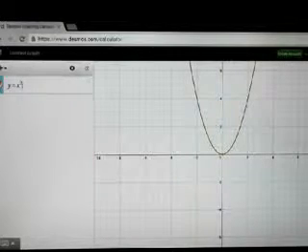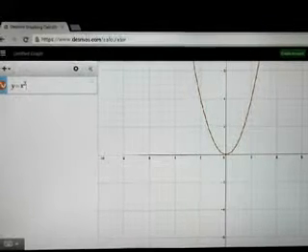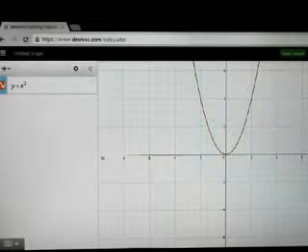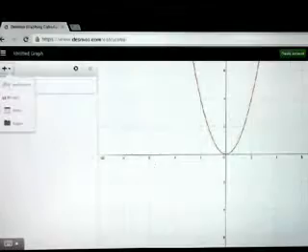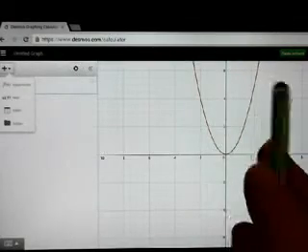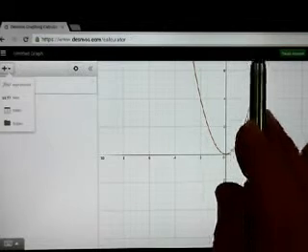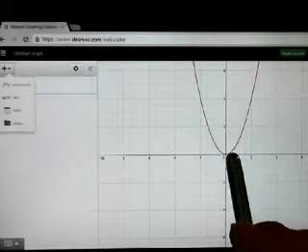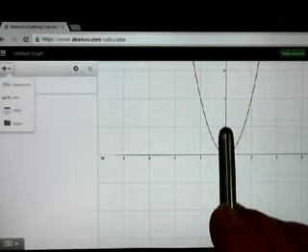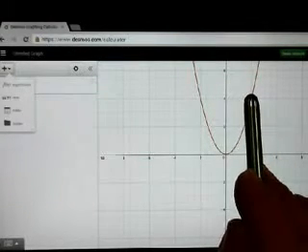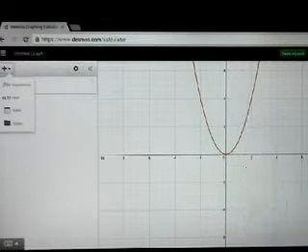Okay. So this is a parent graph. This is the simplest type of parabola that you can have. It started at 0. And it is symmetrical, which means if I took the left-hand side and folded it over on the right-hand side, you would have exactly the same graph. Parabolas are symmetrical.